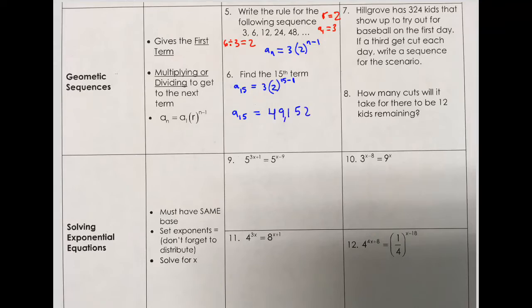That's going to give you a sub 15 is equal to 49,152. So what does that mean? That means we had our first term here, 3, 6, 12, 24, 48, and if we kept counting up to the 15th one, it would be 49,152. That's what that means.